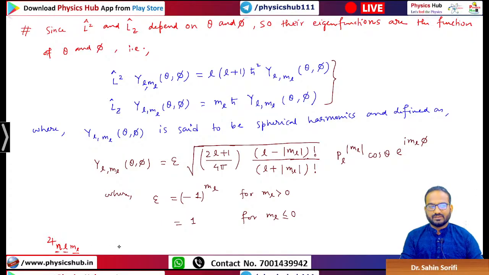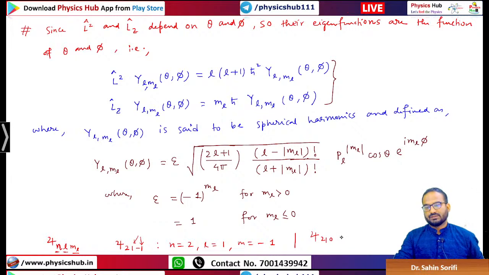Okay, so if I am giving you psi 2, 1, minus 1, what does it mean? It means it has a value of n equals 2, L equals 1, m equals minus 1. You know, for L square and Lz, the eigenfunction depends only on L and mL, so we need to consider only these two things. In a similar fashion, if you have psi 210, it means n equals 2, L equals 1, mL equals 0.